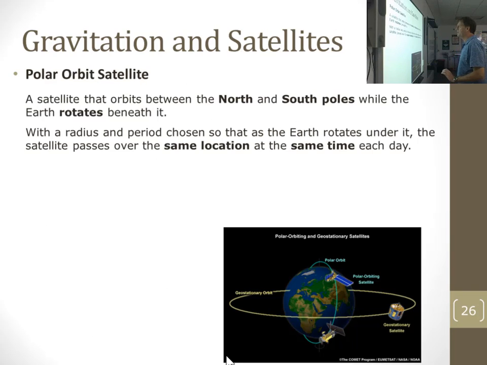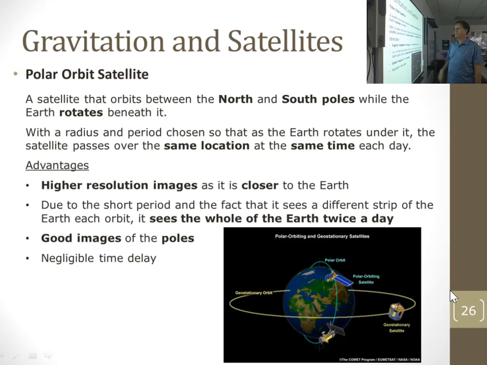But it has some uses: communication, GPS and satellite TV, because it's in that fixed spot. Now with the polar one, don't forget that it orbits around between the north and the south poles while the Earth's going beneath it. Okay, you can see that here in this picture. With the radius and period chosen so that it actually rotates under it. Now a really well thought out one will actually pass over the same location each day, by the way, so you can set it up to do that.